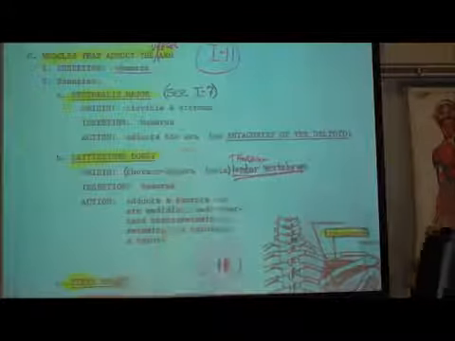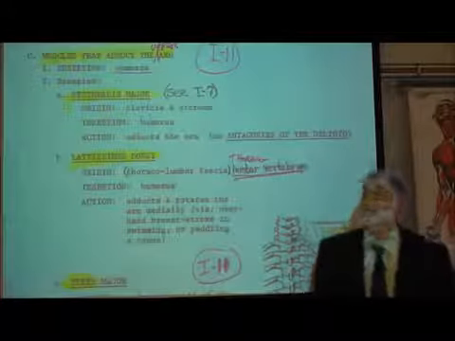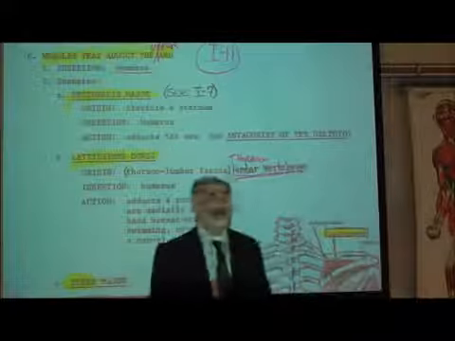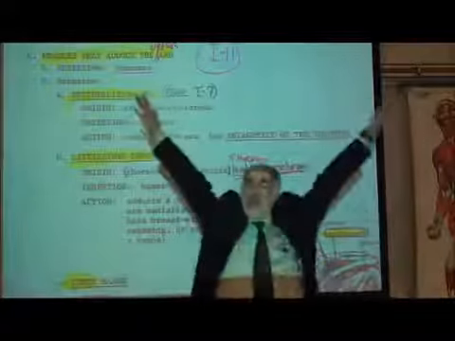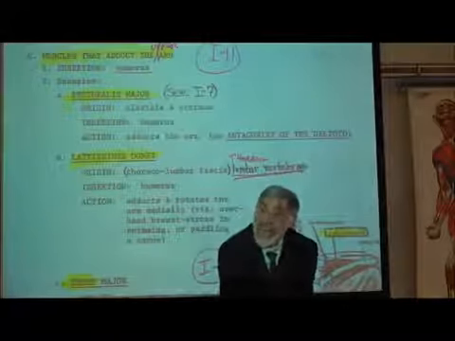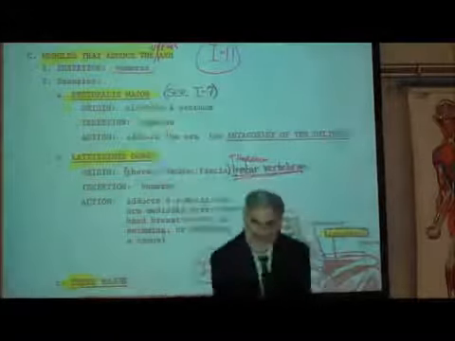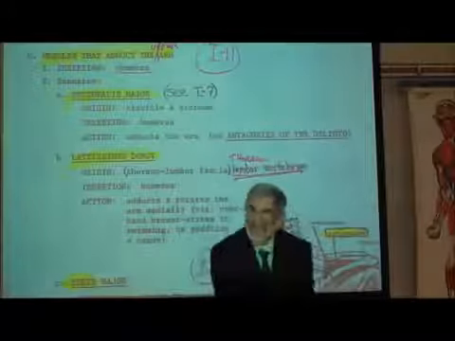Adducting the arm, that makes it an antagonist of the deltoid. So here's what you're going to do when you've got nothing better to do. Deltoid, pectoralis, deltoid, abduct, pectoralis, adduct, abduct, adduct, abduct, adduct, deltoid, pectoralis. And that's how we use the muscle.